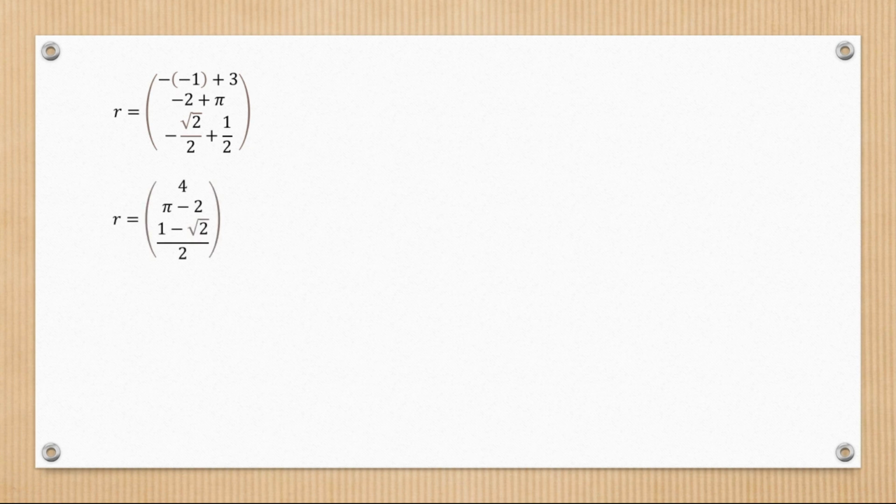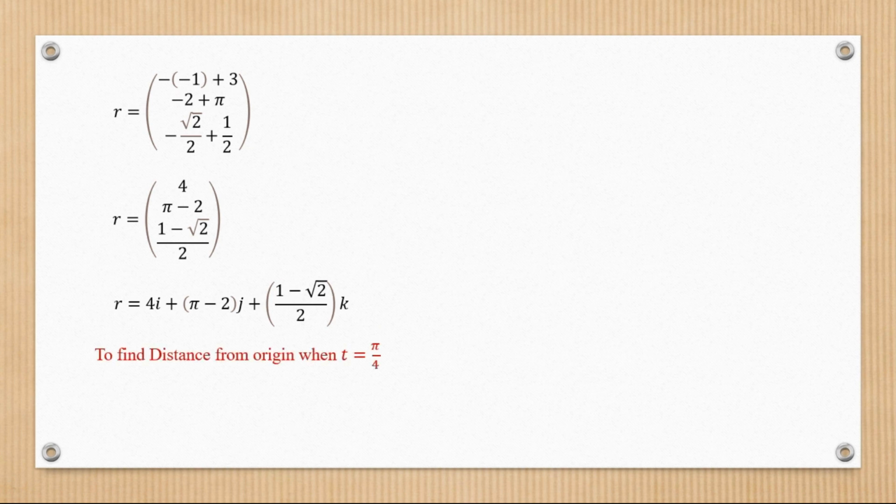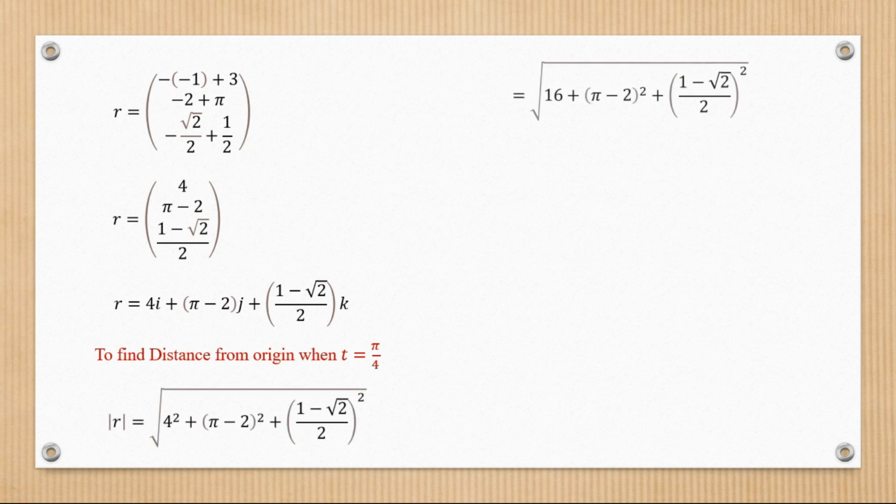So at the top I'll have 4, the next I have pi minus 2, because negative 2 plus pi can actually be arranged as pi minus 2. Then down here I can find the LCM, and I'll have 1 minus root 2 over 2. So now I can see that in terms of i, j, k, this is what I'll have as the position vector r at that time pi over 4. So now that I know that, I can find the distance from the origin when time is equal to pi over 4 by finding the magnitude of that position vector, which is going to be equal to that.